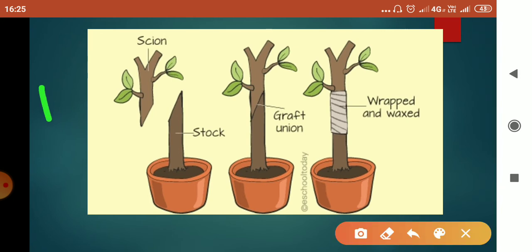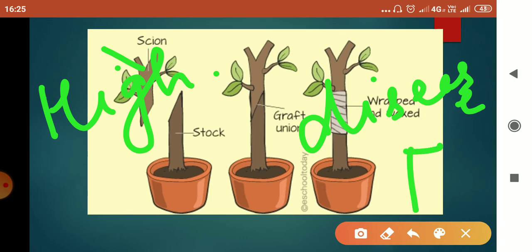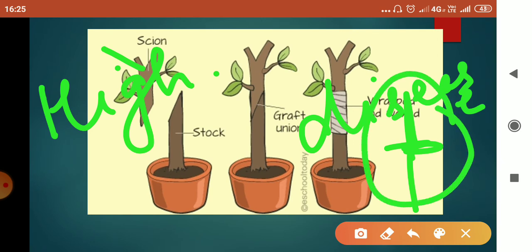Suppose one variety is a high yielding variety and the other one is a disease resistant variety. Now children, we can take the scion of the high yielding variety and fix it over the disease resistant variety. After some days, we will observe that a new plant is formed having both the desired characteristics, that is, high yielding characteristics as well as disease resistant characteristics.